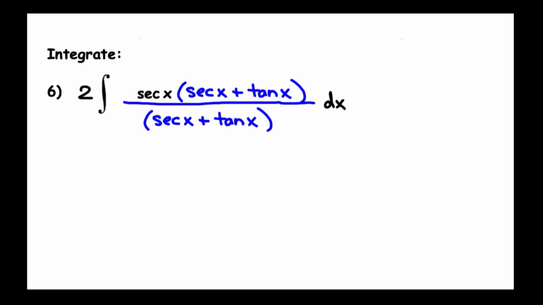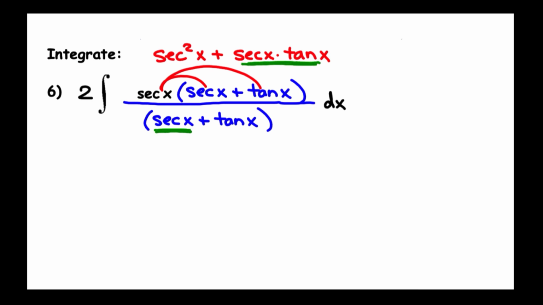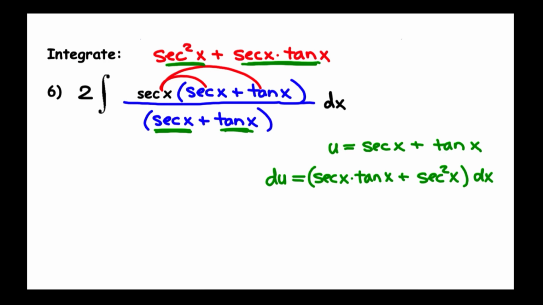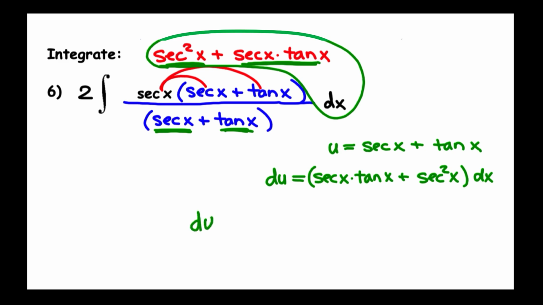Well, here's why. If I do the distributive property up top, I get secant squared of x plus secant x tan x. And now, believe it or not, I could do a u sub. Because the derivative of secant is secant tangent, and the derivative of tangent is secant squared. I've got everything I need. So I'm going to make the denominator the u. And like I just said, du will become secant x tangent of x plus secant squared of x dx, which is exactly what we have. So that green thing becomes the du.